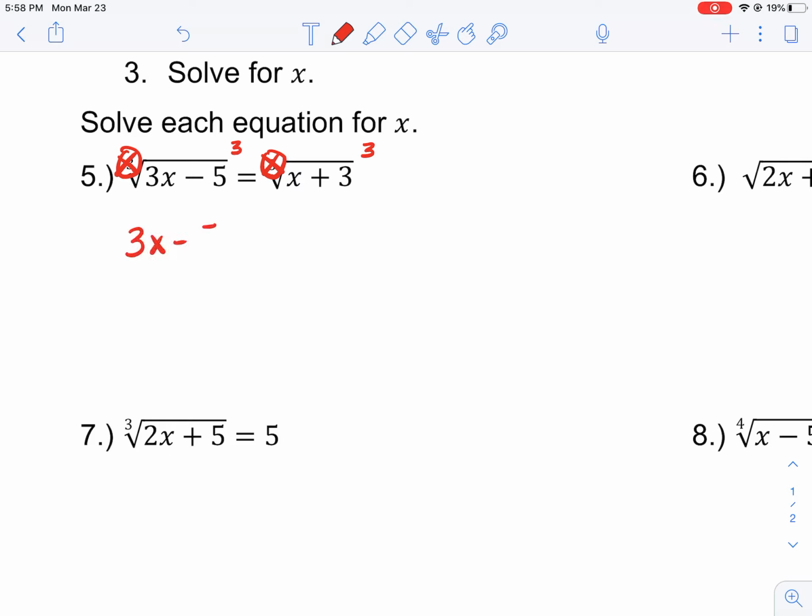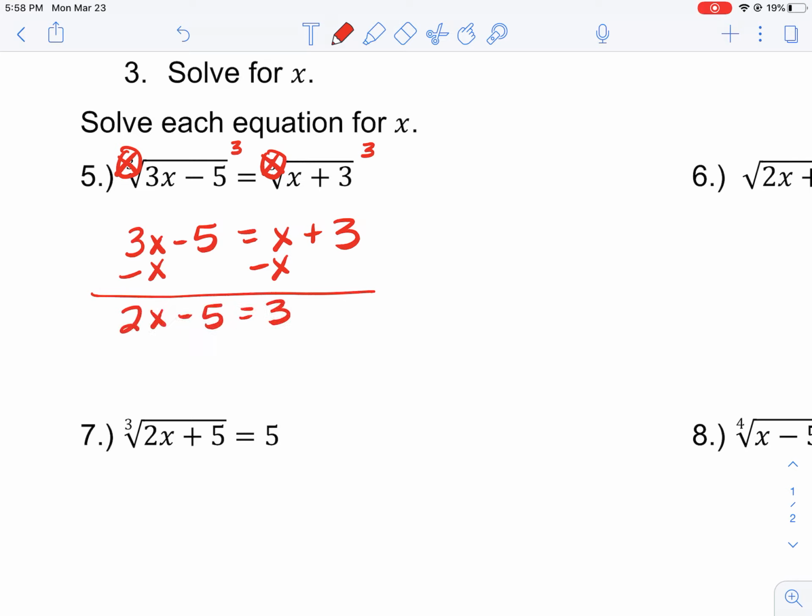And so you end up with 3x minus 5 equals x plus 3. Okay, and then we're going to subtract x from both sides. We get 2x minus 5 equals 3. And then we can add 5 to both sides, so 2x equals 8. And then lastly, if we divide both sides by 2, x equals 4.